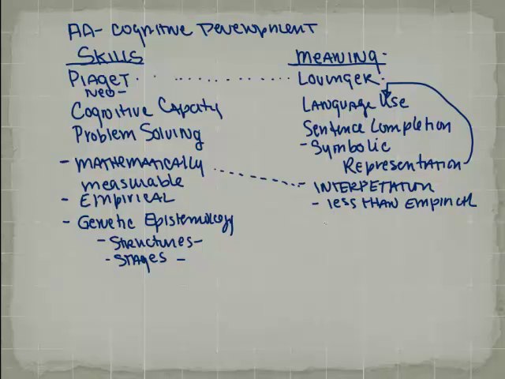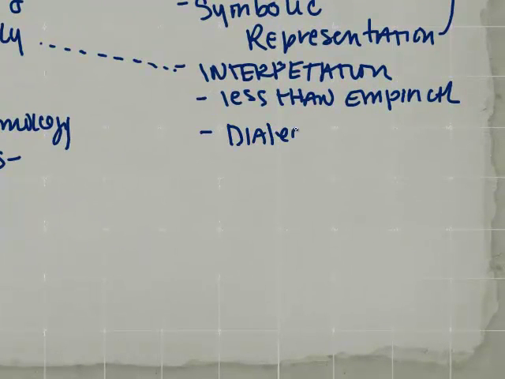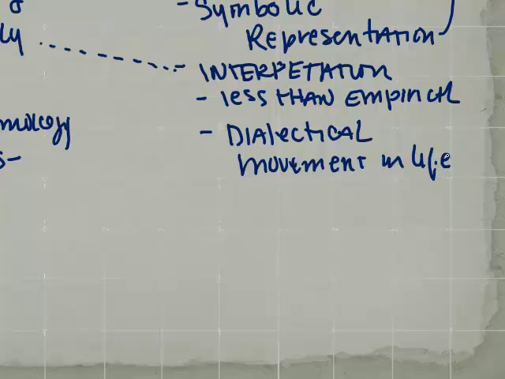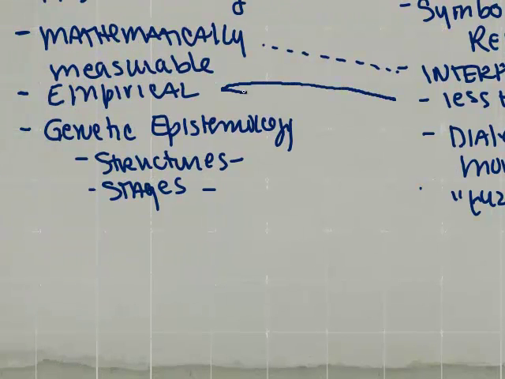And the meaning models tend to look at dialectical movement in life that's a little more fuzzy and complex. The meaning-making people are attempting to become established as being more empirical and to make stronger statements about structure of stages. But from the perspective of the skills models, the judgment is that they fail at doing that because they're not as mathematically measurable.